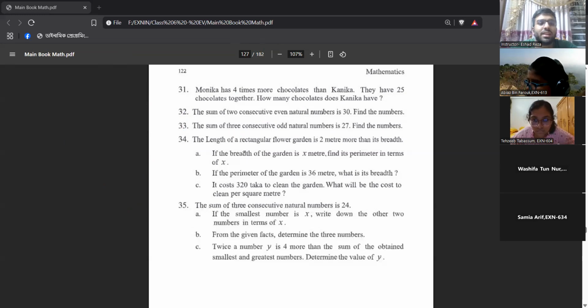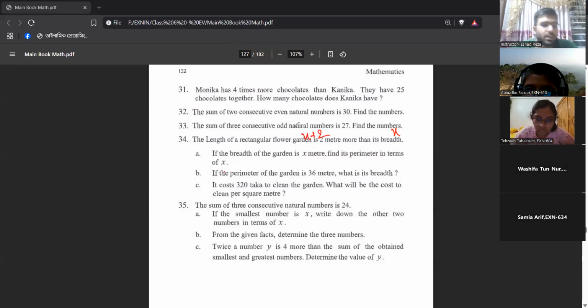So the length of a rectangular flower garden is 2 meters more than its breadth. Then a bunch of questions. So first of all, before you even look at the questions, out of my intuition and your intuition as well, you should think that I do not know the breadth. So let's say that the breadth is x. And the length is 2 meters more than its breadth. So if the breadth is x, then the length is x plus 2.